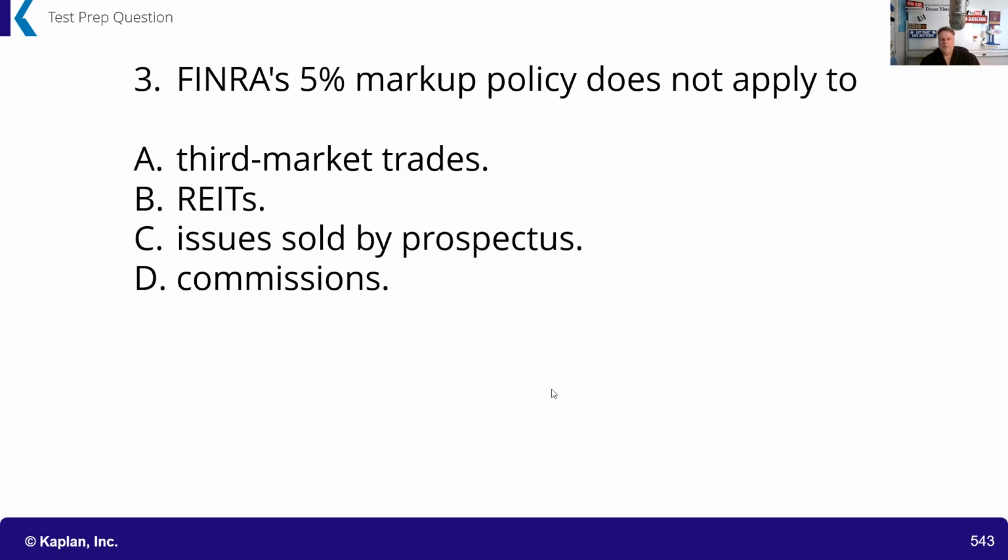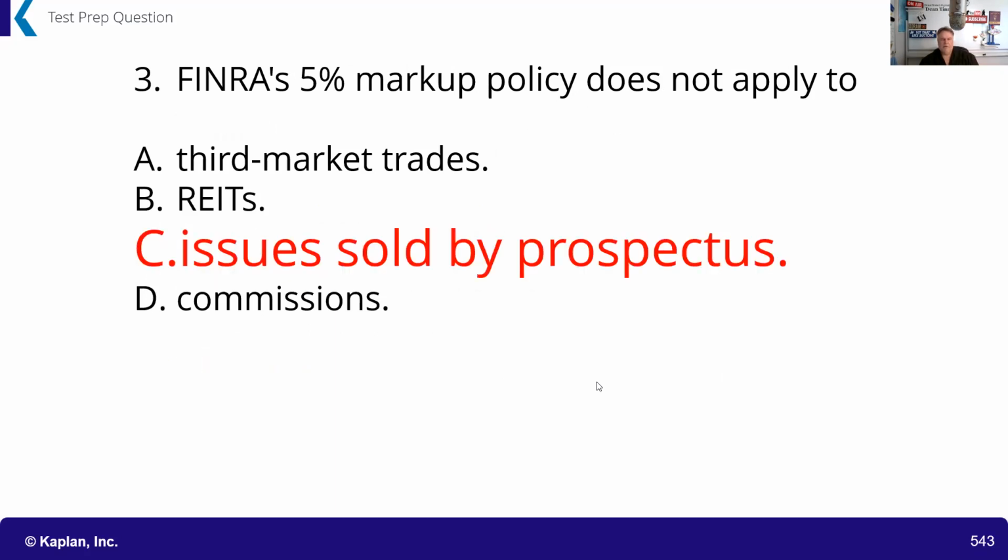Very testable to know that the FINRA 5% markup policy does not apply to primary issues. It only applies to the secondary market, not the primary market. Very testable. So it doesn't apply to C, because C is a primary transaction. And in a prospectus on the front page, we tell you what the spread is in aggregate and per share, the total amount raised and per share, typically 7-8%. So, you know, it's typically north of 5.